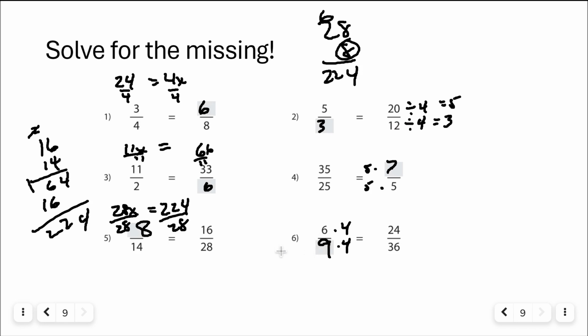Okay? So there's a bunch of ways to do these. Okay? All of them are okay. All right? As long as you do your math correct, that's all that counts.